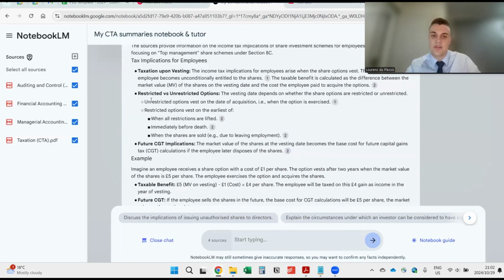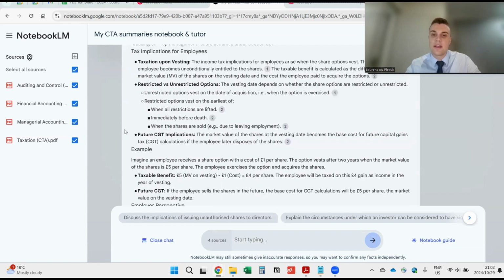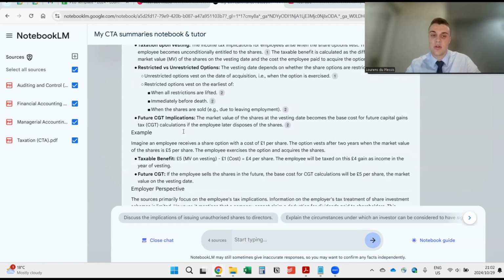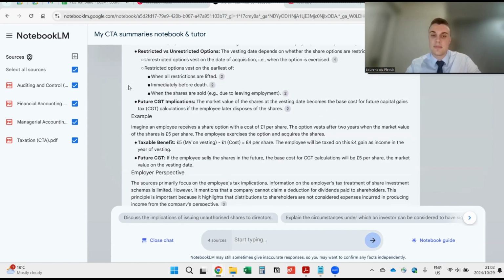Then restricted versus unrestricted options. The vesting date depends on whether share options are restricted or unrestricted. So unrestricted options vest on the date of acquisition, i.e. when they are exercised. And then restricted options vest on the earlier of when all restrictions are lifted, immediately before death, or when the shares are sold. And then future CGT implications: the market value of the shares at the vesting date becomes the base cost of the future capital gains calculation if the employee later disposes of the shares.